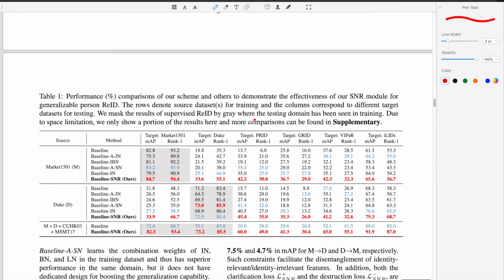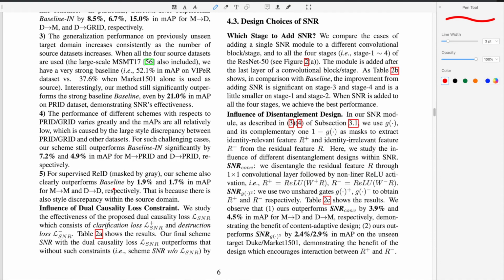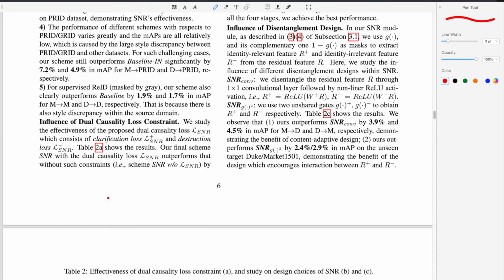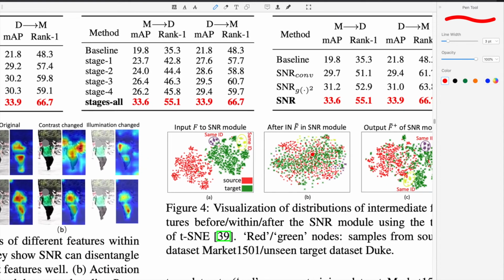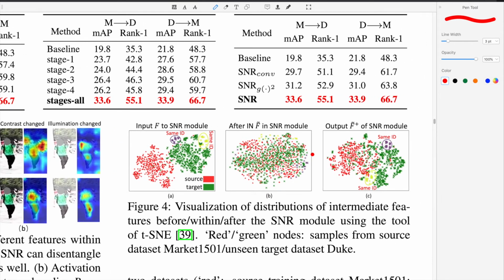And they found performance gains in a lot of datasets like this. And you can see that compared to only using the instance norm, the SNR module performs way better than that. And there were some very interesting experiments they did. For example, the figure 4 here is the visualization of distributions of the intermediate features.